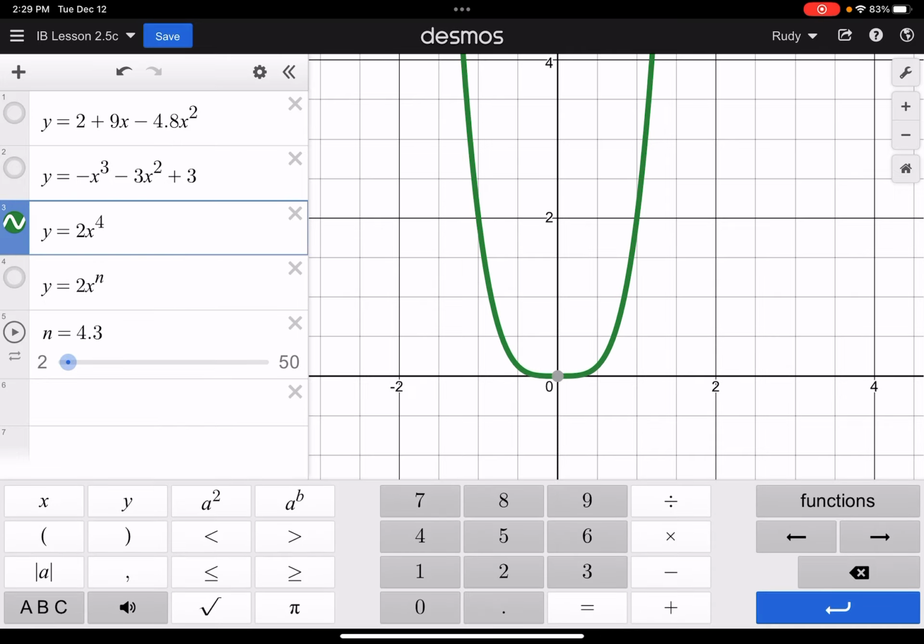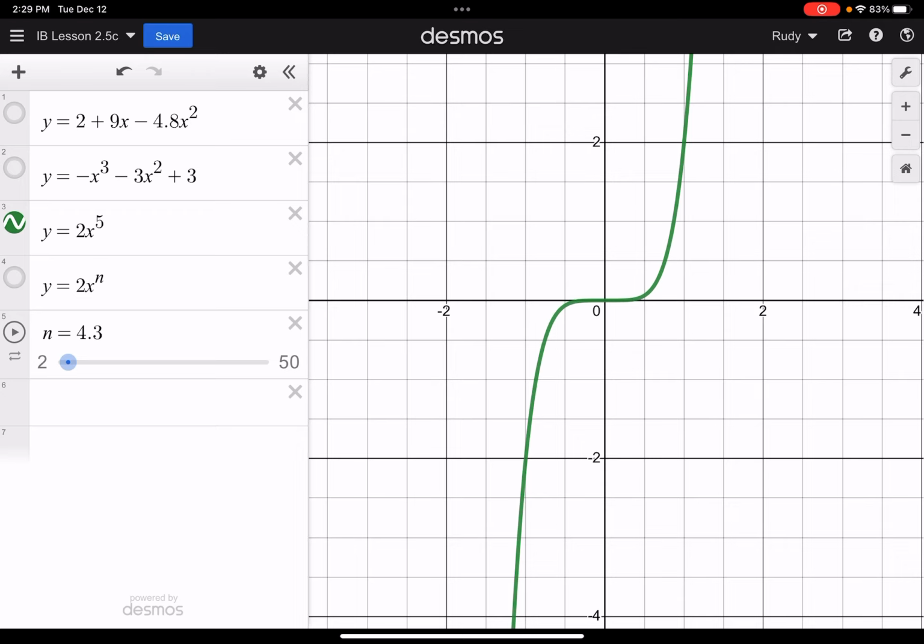What if I go to the power of 5? If I go to the power of 5, it's now suddenly looking quite similar to the first thing I drew. It's not the same. In fact, if I show both these at the same time, I'm going to make this n of 3. What you're seeing here in purple is 2x to the power of 3. What you're seeing in green is 2x to the power of 5. They're very similar, but they're not exactly the same.